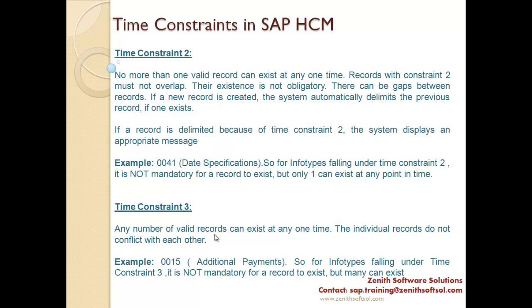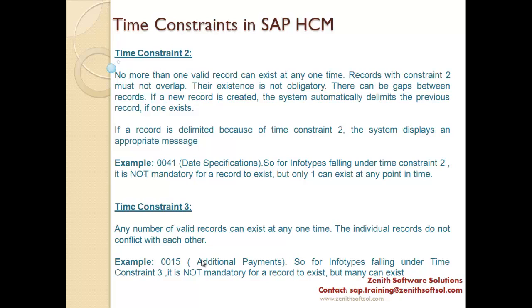So the concept is the same. If you create a new record, the previous record gets automatically delimited. Example, info type 41, date specification. This info type has so many date types. So basically, if you are trying to create a new record for the same info type, you need to make sure that it is not overlapping. If it overlaps, the system automatically delimits the previous one.